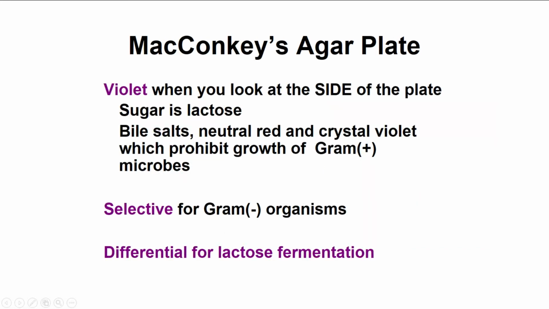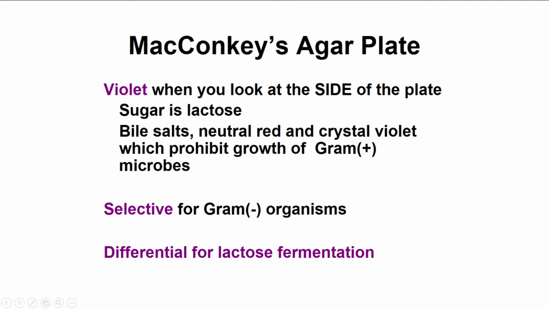The next plate is McConkey's agar plate. It's got kind of this violet or faded red look when you look at it. It has the sugar lactose in it. It's got these bile salts and neutral red and crystal violet in there, which help prohibit growth of gram-positive microbes. The indicator in here is neutral red and crystal violet to a greater extent. So these two basically help give you the indicators in this.